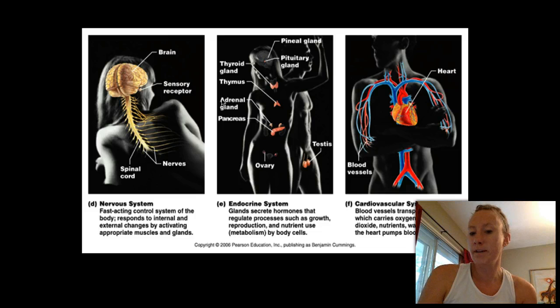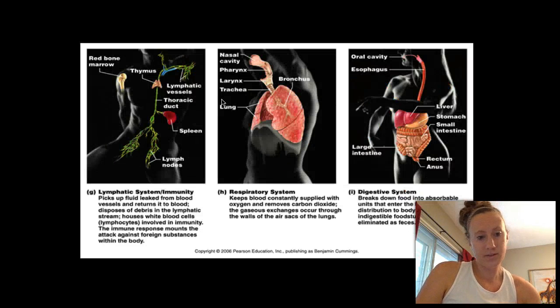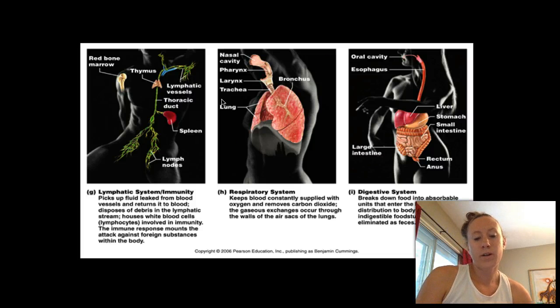Cardiovascular, this is the blood, carries oxygen, carbon dioxide, and our nutrients. It also carries wastes as they are exiting the body. And then our heart is the machine that pumps the blood. Lymphatic, this one is in charge of immunity. It's what mounts the attack against any foreign substances that are getting in our body. It picks up fluid that's leaked from the blood vessels and returns it to the blood, and it houses white blood cells.